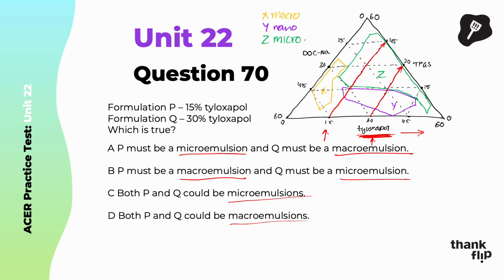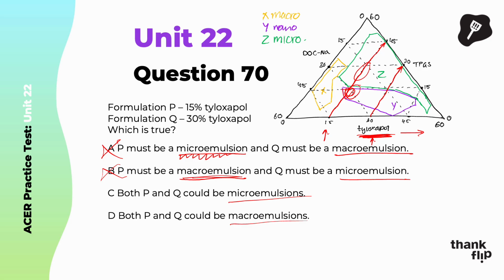So first of all, we're told that P must be a microemulsion. Now, is this true? Well, no, because it also overlaps with this purple region here. So it could also be a nanoemulsion. So we can eliminate this option. Then we have P must be a macroemulsion. Well, no, because again, like we said, it overlaps in this Z and Y area. And so this is incorrect.